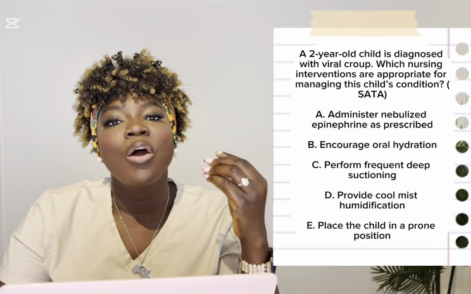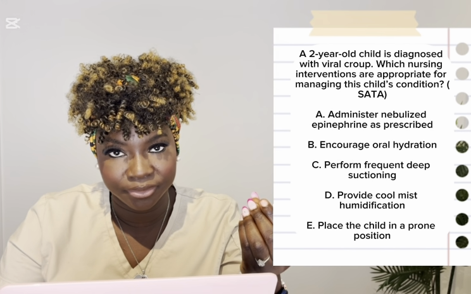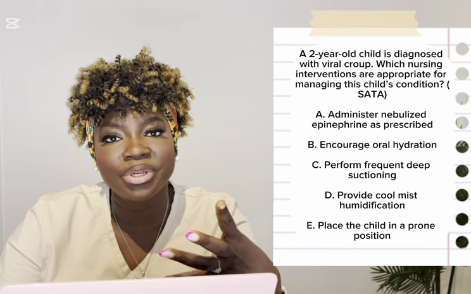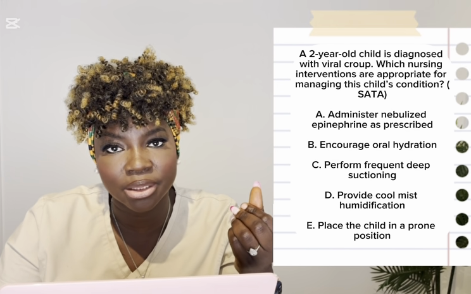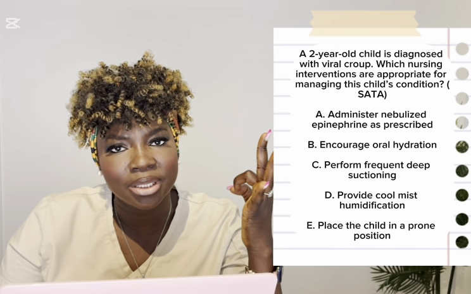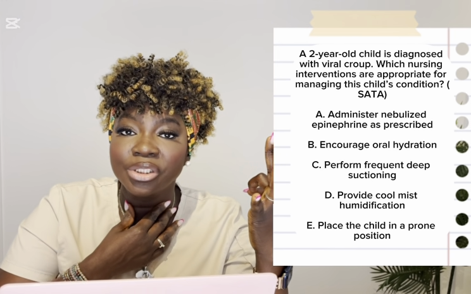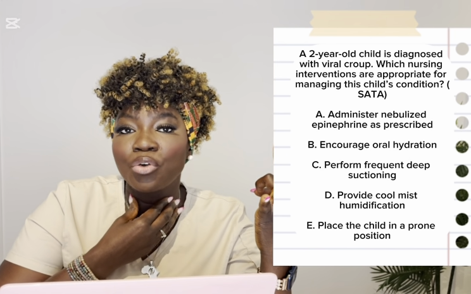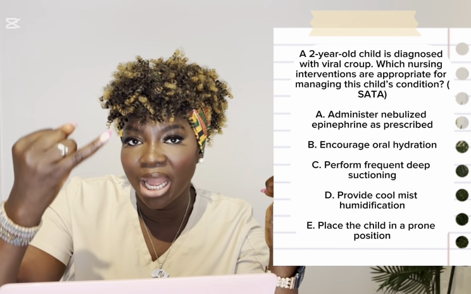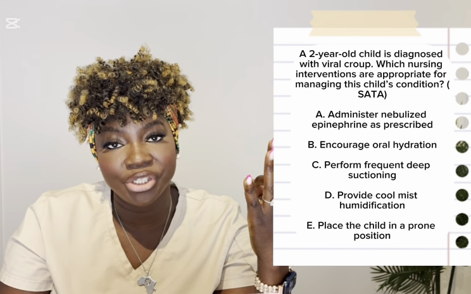You know why? Oral hydration will help to thin the secretion, okay? And that will help to promote respiratory function, helps them to breathe properly. C, perform frequent deep suctioning. Absolutely not. Deep suctioning can actually worsen laryngeal edema. You know, I said croup is a viral infection that causes inflammation of the larynx, the bronchioles, and the trachea. So you don't want to suction the patient, okay?